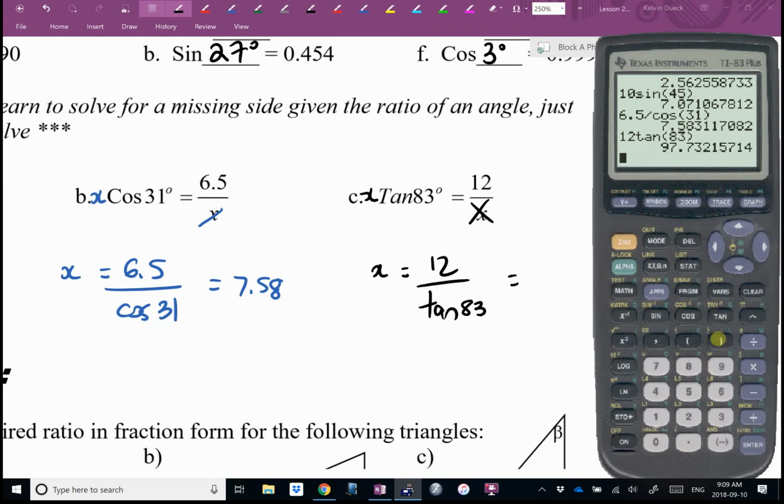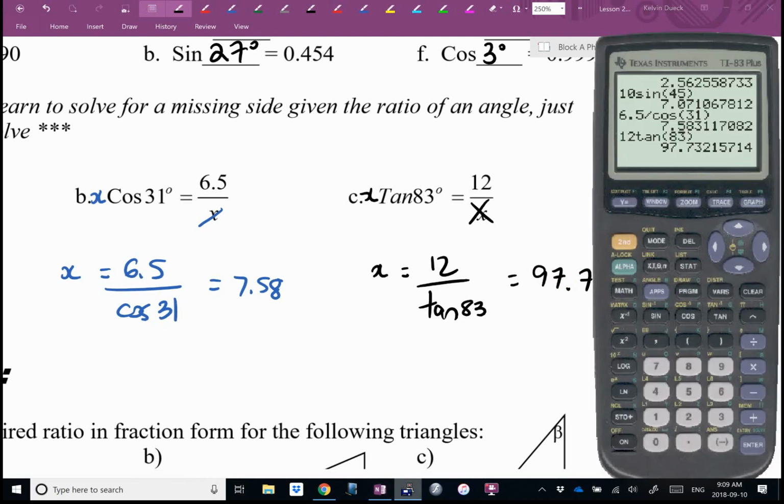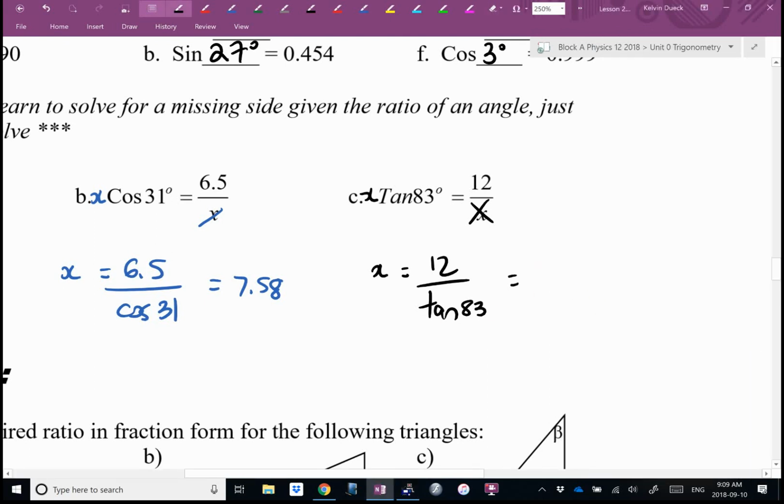97.7? Is that right? No? Am I wrong? I didn't hit divided by. I'm totally off. I didn't hit divided by. Mr. Dueck made a mistake. That makes way more sense to me. 1.47?